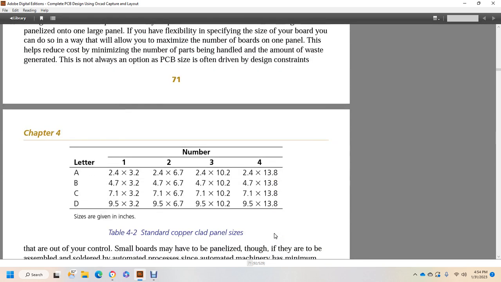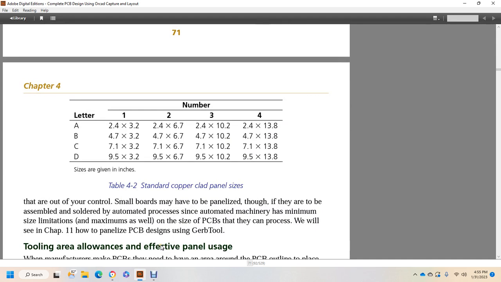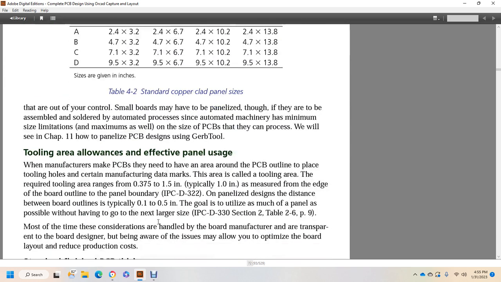Alright, so for the standard copper clad panel sizes, you have letters A, B, C, and D, and the numbers 1, 2, 3, and 4. They are out there. Most boards may be panelized throughout, but they may be assembled inside an automated process, since automated machinery has a minimum and a maximum size limitation for the PCB. The approach will be covered in Chapter 11 on how to panelize a PCB design using the Gerber tool.